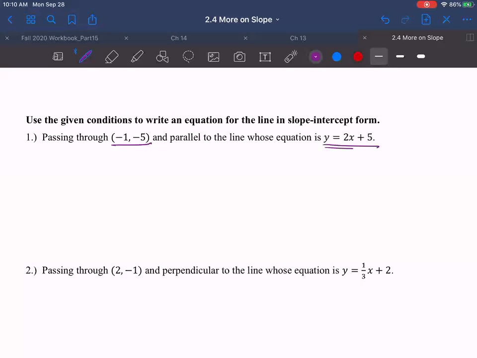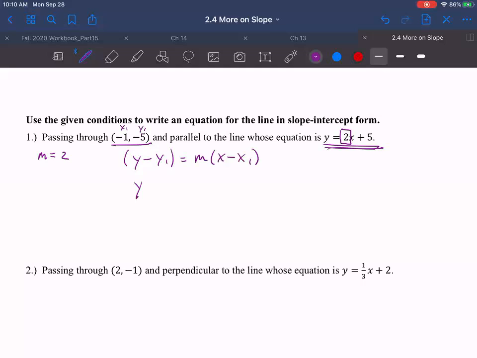If it's parallel to this line over here, that means it must have the same slope. So we know immediately that we have a slope equal to 2, just by picking it off of the line that it's parallel to. We now know a point that it goes through. Thankfully, we know our point-slope form, y minus y1 equals m times x minus x1. I have y1 right here and x1 right there, and I just have to plug them in.